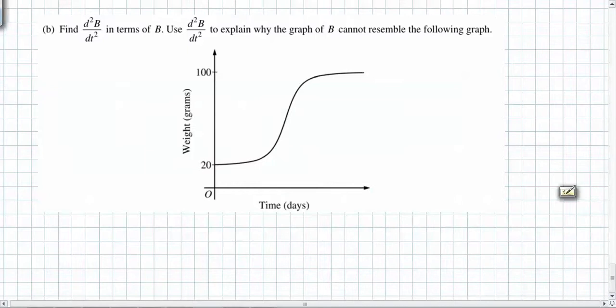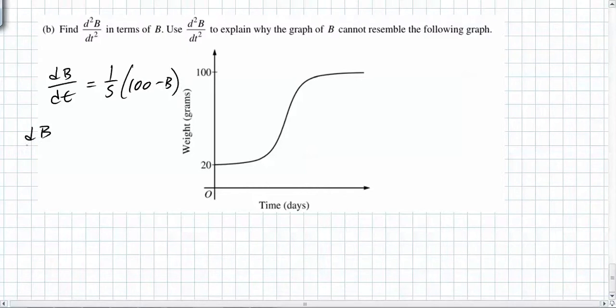You just actually found it, right? The derivative. So what is the first derivative equal to? What is dB/dt? 1/5 times (100 minus B). Before we take the derivative, what could we do first? Sure. So we know dB/dt is equal to 20 minus 1/5 B. So what is the second derivative going to be?